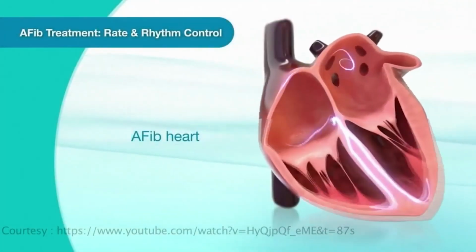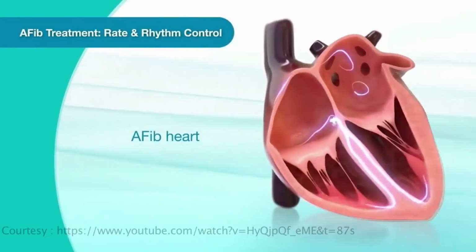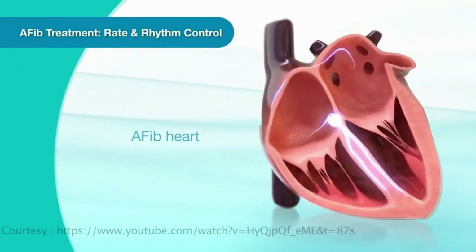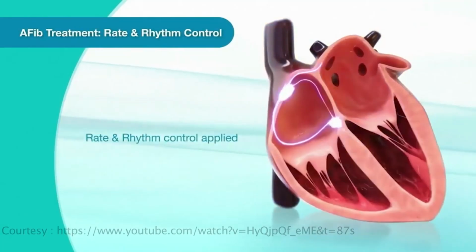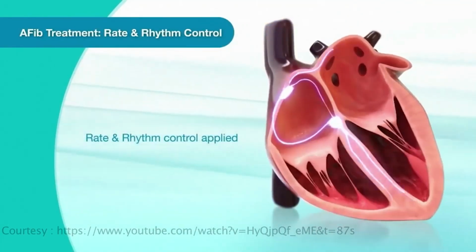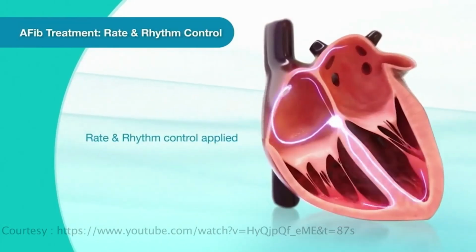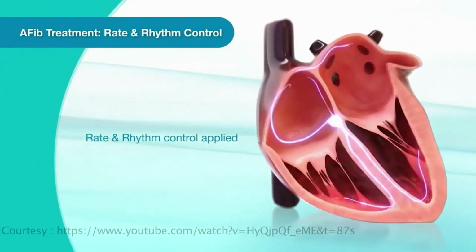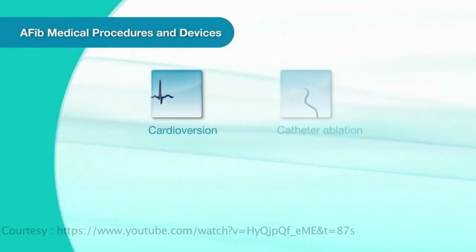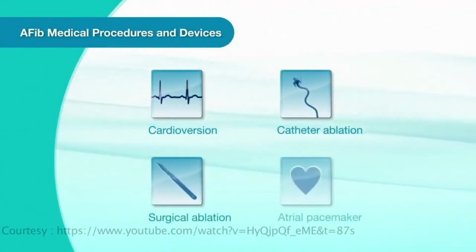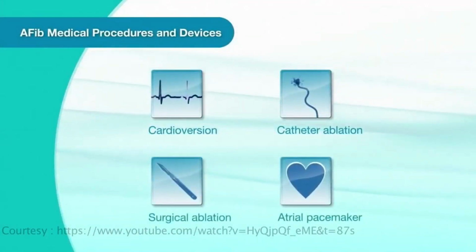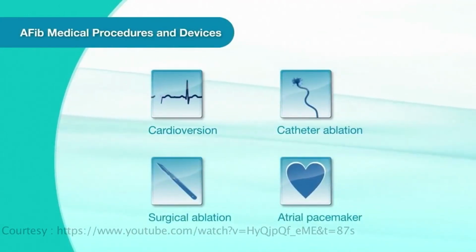Combination of rate and rhythm control treatments may be recommended to reduce the heart rate and maintain the normal heart rhythm. Rate control medication is used to slow the heart rate down. When rhythm control is added, the goal is to have the heart beat at a normal rhythm. Other treatments for AFib may include surgical and non-surgical procedures and implanted devices.